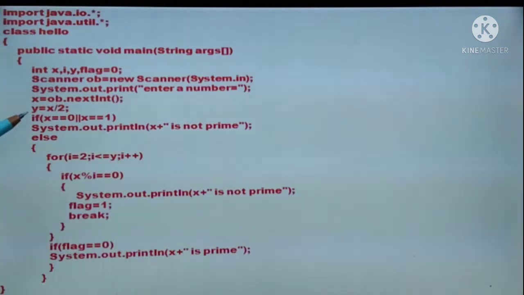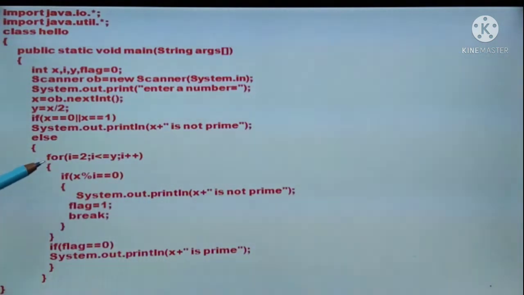Then I am storing x by 2 in the variable y. Now here I am checking if x equals 0 or x equals 1. That means if during the runtime the user enters 0, since I am asking the user to enter a number, the user may enter 1, the user may enter 0. So if the user enters 0 or 1, then I am printing System.out.println x is not prime. Clear?